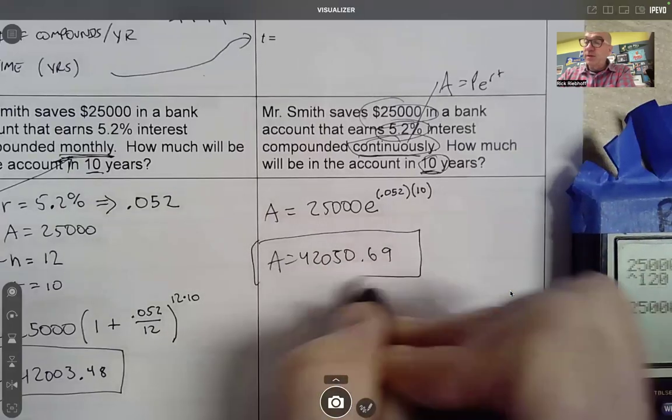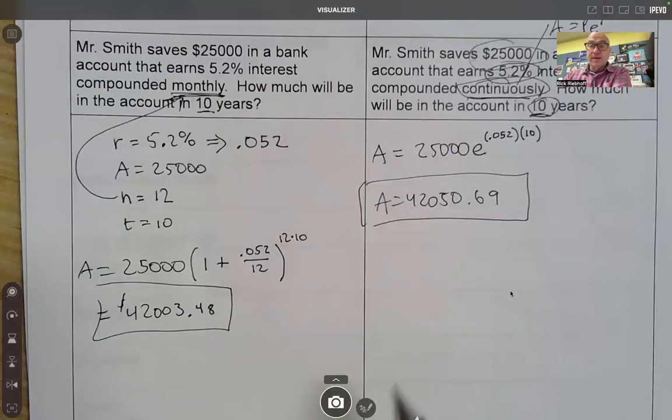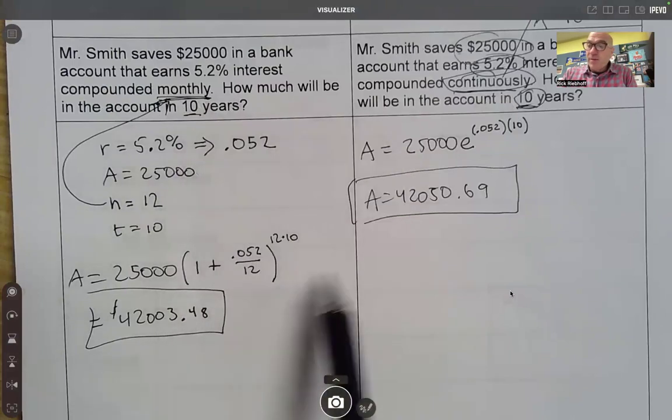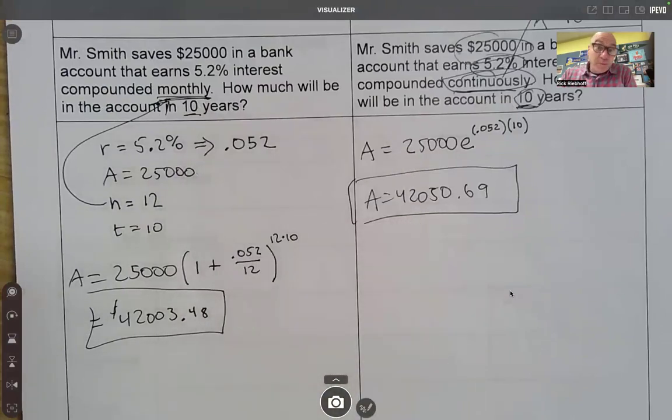42,050.69. There we go. So how much more did we get by doing it continuously rather than once a month? Yeah, we got about $47 more. That's pretty good. That's like 10 lattes or something.